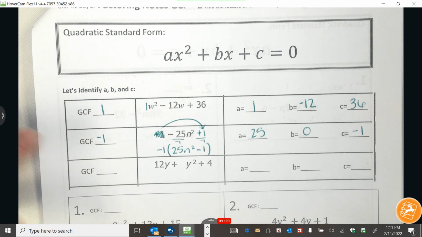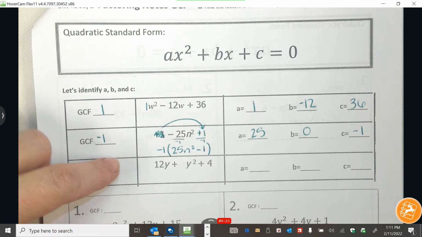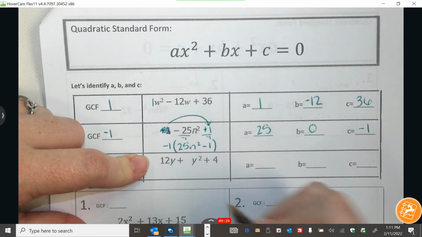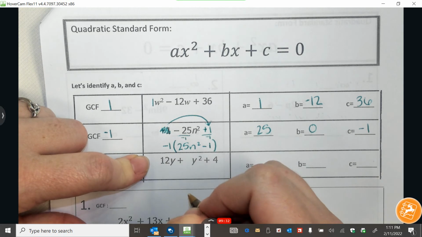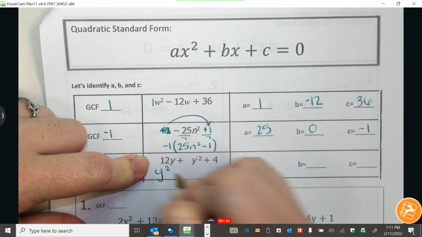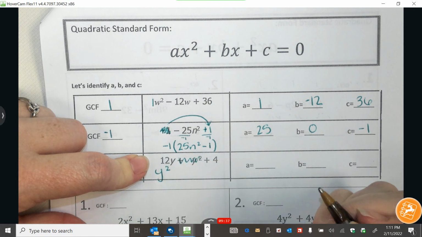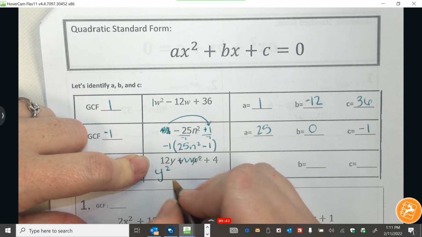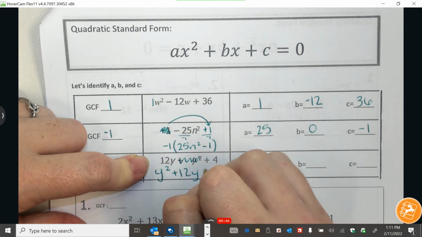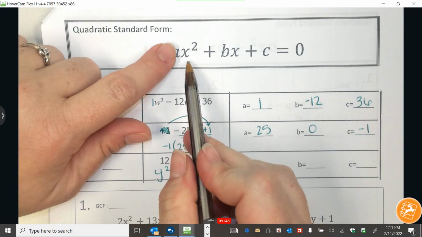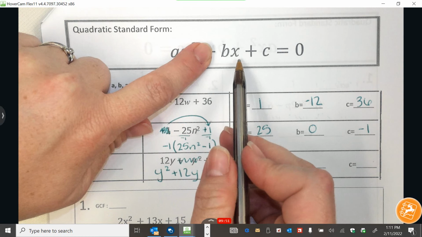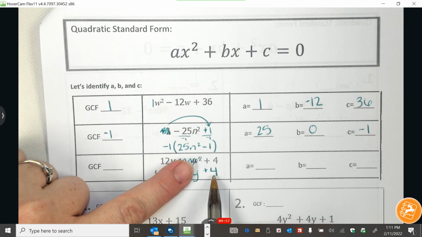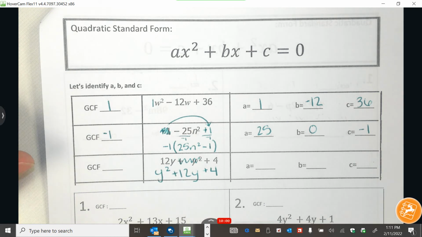So last one, is it in order? What needs to go first? Which one needs to go first? Y what? Y squared. Okay, now what? Plus 12y plus 4. It needs to be whatever squared, the letter without a square, and then the number with no letter. Letter squared plus with the letter, and then the number with no letter. Is that the order I'm in?